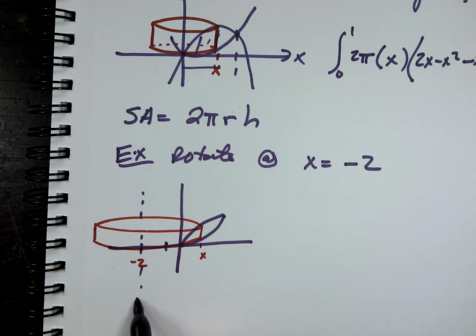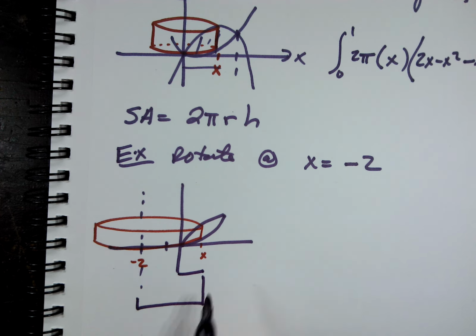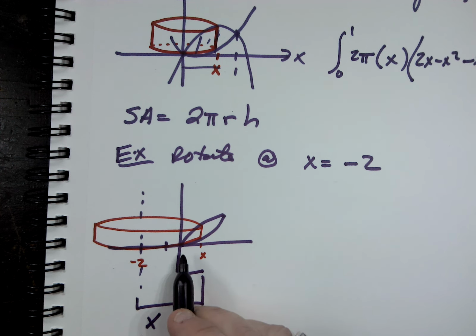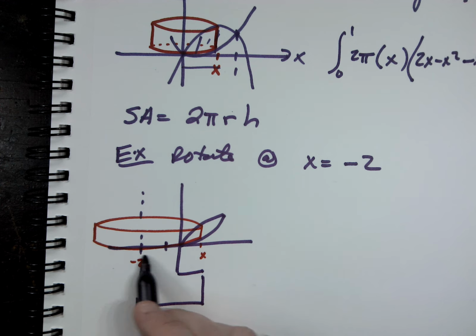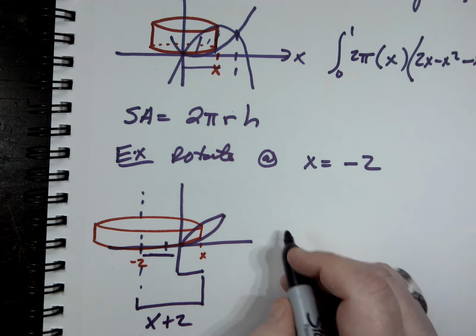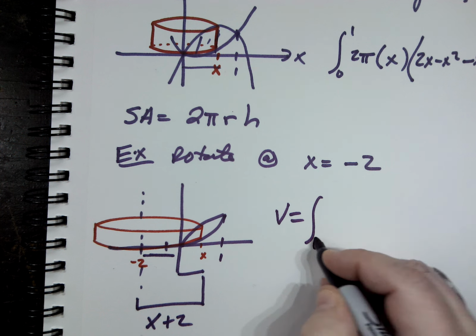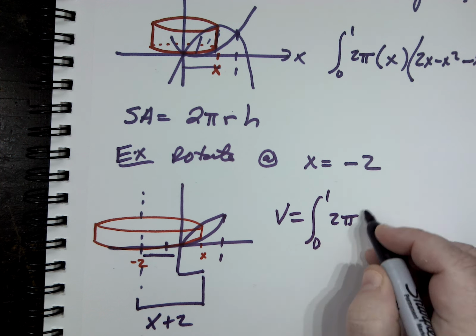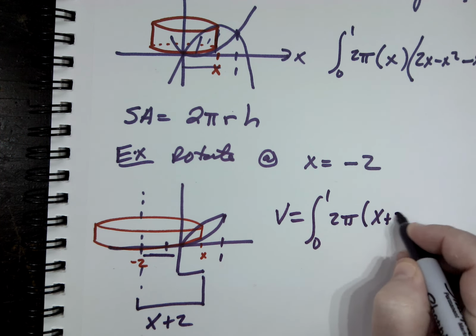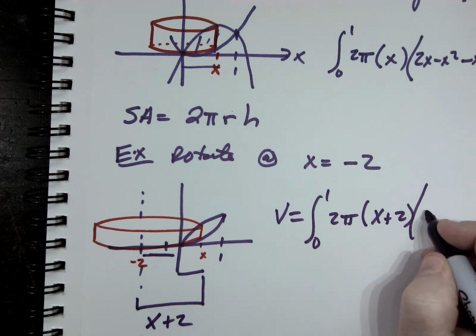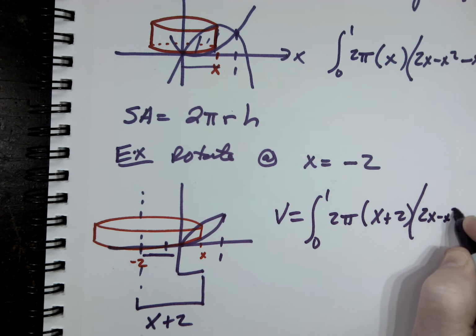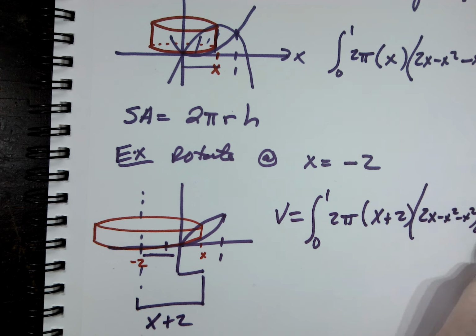This time, this is my radius. So the radius is this distance, which is x, and it's positive because it's between 0 and 1. And it's this distance, even though this says -2, I know that the distance here is +2. So to find the volume of this, I'm still going to integrate from 0 to 1. I've got 2 pi. Now my radius is x plus 2. And my height is still that 2x minus x squared minus x squared.